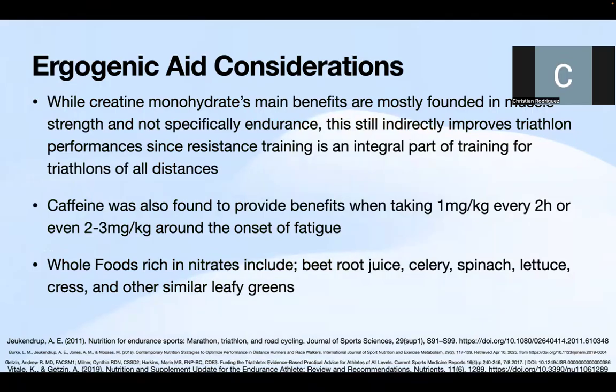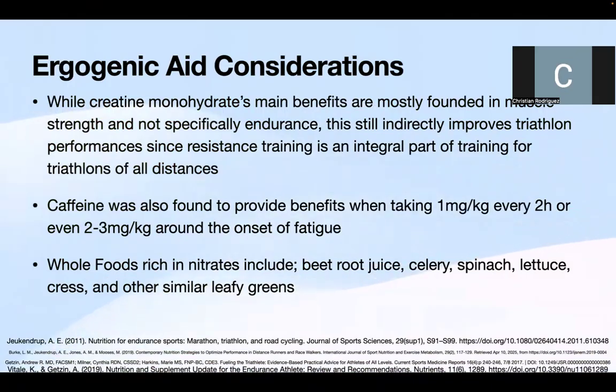Creatine monohydrate's main benefits are found to be in muscle strength and not specifically endurance. However, resistance training plays such an integral part in triathlete training in general that simply improving muscle strength is going to carry over into general performance on race day.